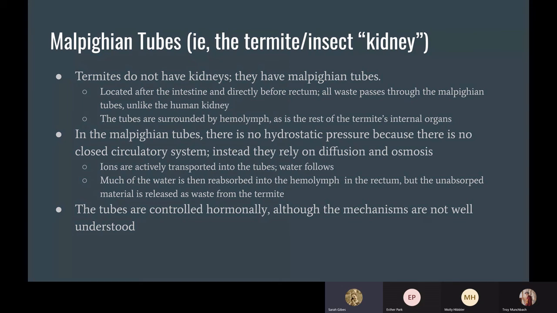Instead, the walls of the Malpighian tubes allow for osmosis and diffusion directly with the hemolymph. Ions are actively transported into the Malpighian tubes, and water follows those ions. This results in the production of a urine-like substance. Much of the water is then reabsorbed in the rectum, but the products that aren't ultimately reabsorbed are released from the termite as waste. Like human kidneys, the Malpighian tubes are controlled hormonally, but these processes are not particularly well understood.